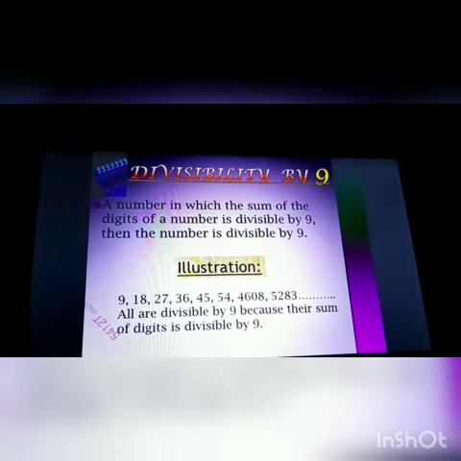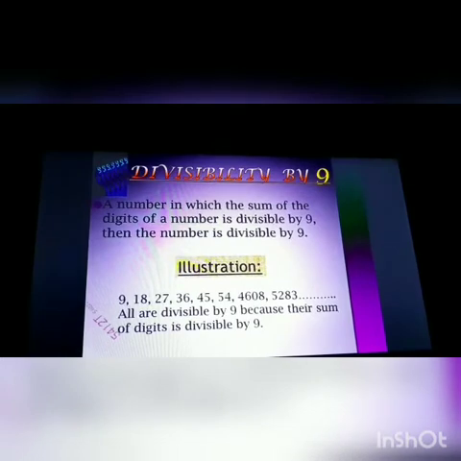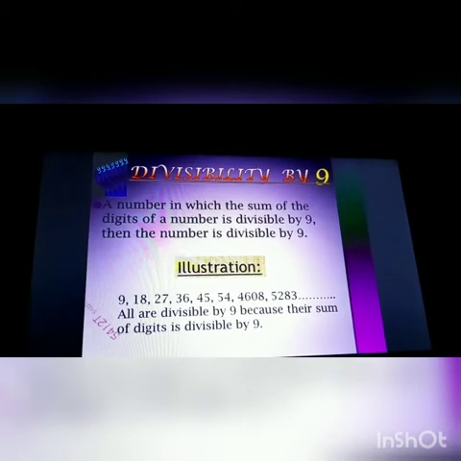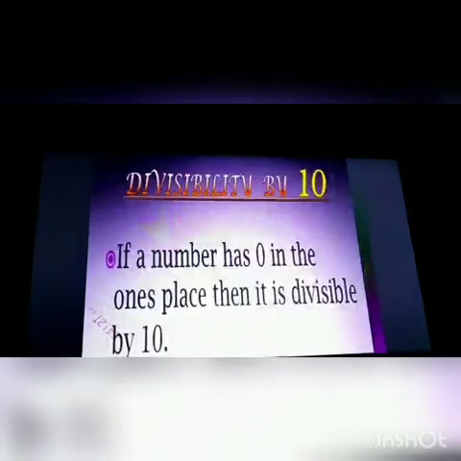Now we'll check 4608. We'll check the sum of digits. 4 plus 6 is 10, and 8 more is 18. 18 also comes in the table of 9. All these numbers are divisible by 9 because their sum of digits is divisible by 9.